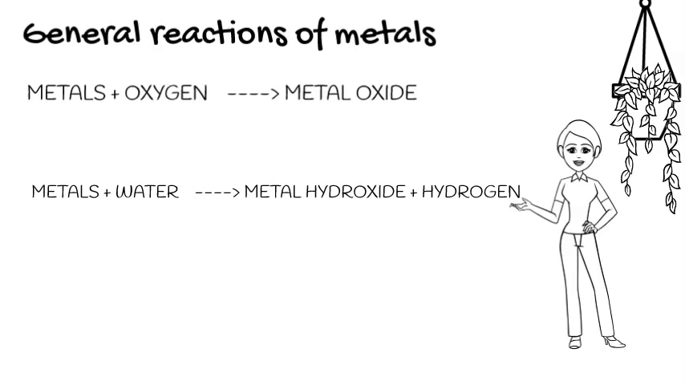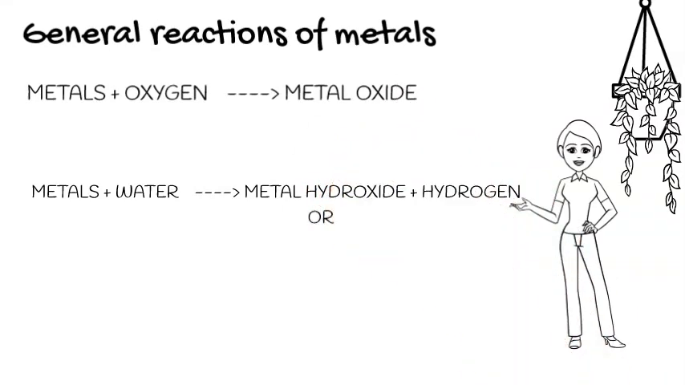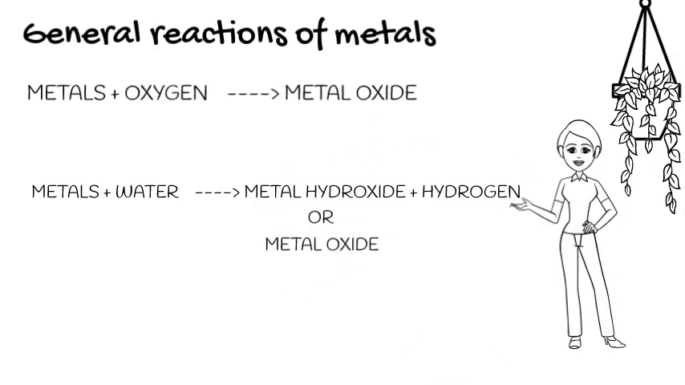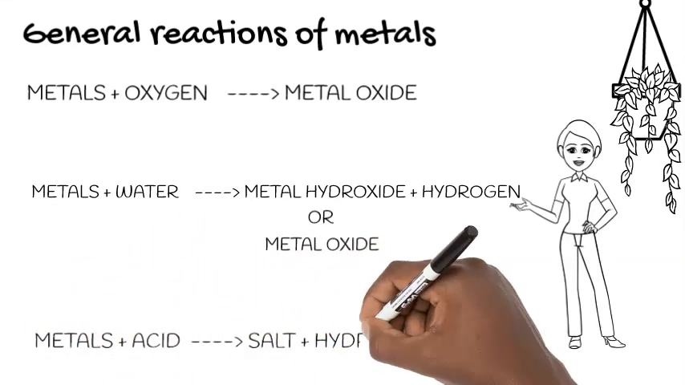If I take a metal and react it with water, it's going to produce a metal hydroxide plus hydrogen if it is a reactive metal. Or if the metal is slightly less reactive, I might only get a metal oxide plus hydrogen. Hydroxides and oxides are both bases. And look, there's hydrogen. I know hydrogen is produced because a burning splint goes squeaky pop.